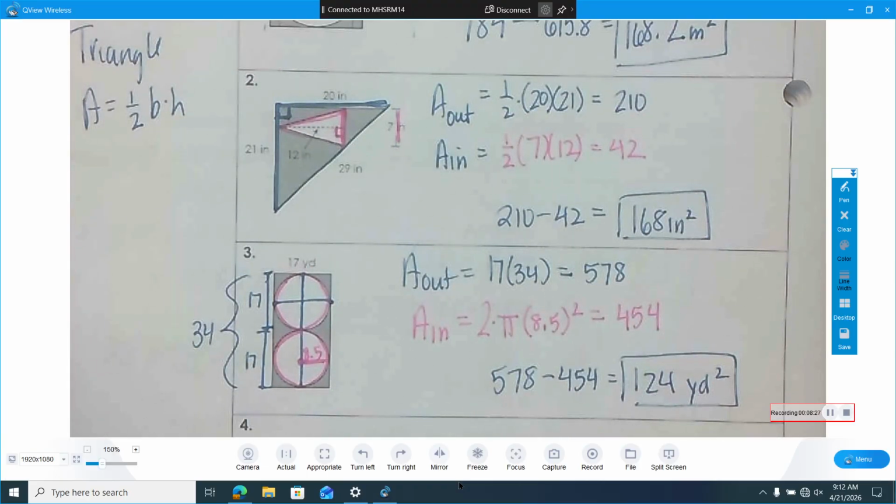You have a paper, and then when you're done with that, you can work on Delta Math.